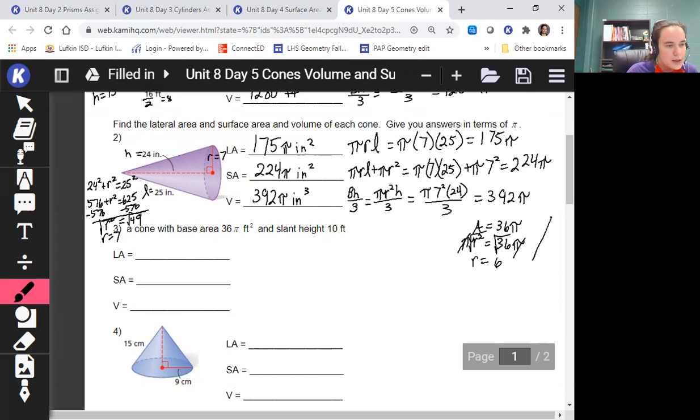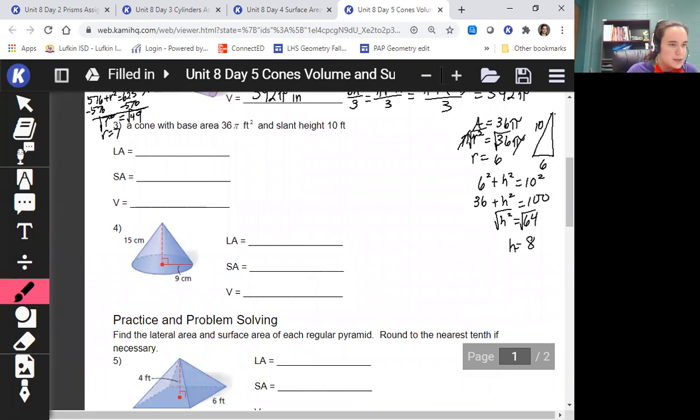So that leaves us with slant height of 10, a radius of 6, and we need to find our height. So we're going to use Pythagorean theorem and find our height. So 6 squared plus your height squared equals 10 squared. 6 squared is 36 plus our height squared equals 100. Subtracting 36 from both sides, and you get 64, and the square root of 64 is 8. And that's our height. So now we've got our height of 8, our radius of 6, and our slant height of 10. So our formula for a lateral area of a cone is pi times our radius, which is 6, times our slant height, which is 10. And that gets us 60 pi feet squared.